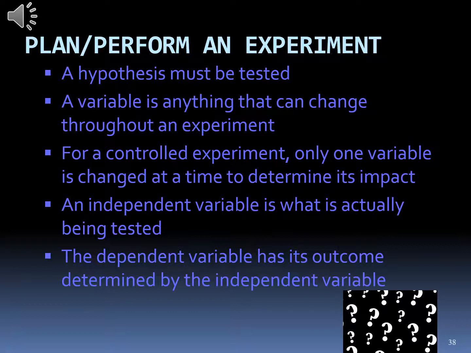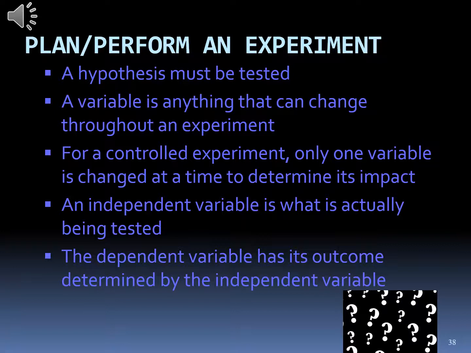Well, the temperature would be the independent variable because that's what's actually being tested. We would raise the temperature by controlling a heat source. The dependent variable has its outcome determined by that independent variable. So the dependent variable in that example would be the number of bacteria that are alive at a given temperature.